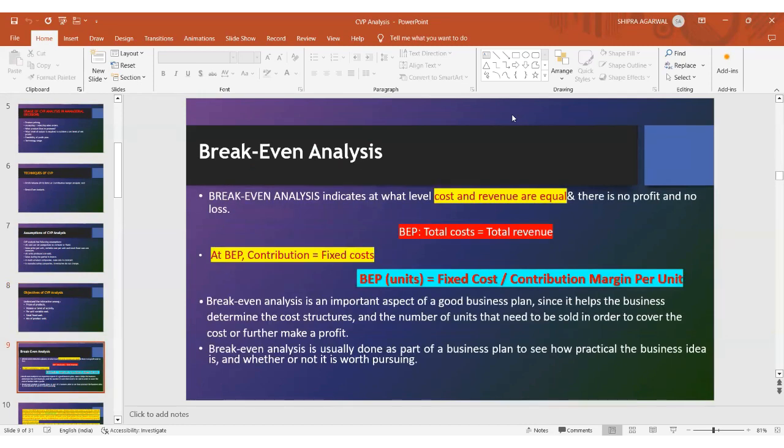Now I move on to the break-even analysis, because once you do the practical part, things will be more clear to you. When I talk about break-even analysis, in simple words, it is a point where total cost is equal to total revenue. Or simply, it is a point where the organization is neither earning any profit nor suffering any loss. I repeat, it is a point where the organization is not earning any profit and not suffering any loss.